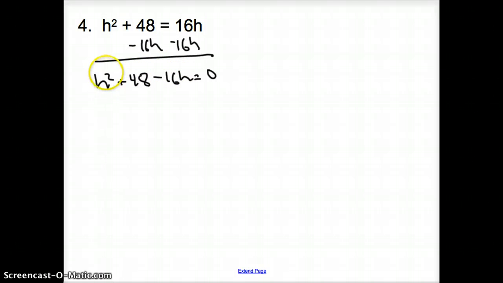I want to have my powers in descending order. So I have h squared minus 16h plus 48 equals 0. Notice how I didn't change the sign. I just switched these two numbers, because this negative belongs to the 16h and this positive belongs to the 48. So I just switched them. Now, we need multiples that multiply to 48 and then add up to a negative 16.